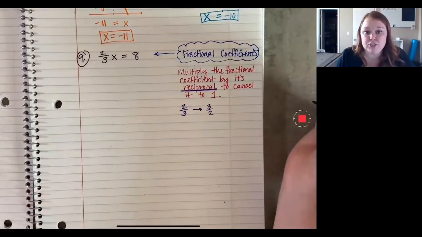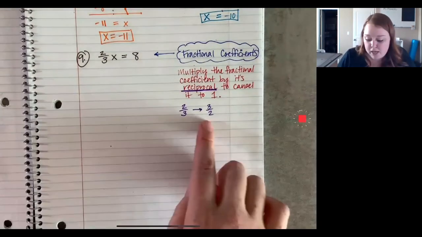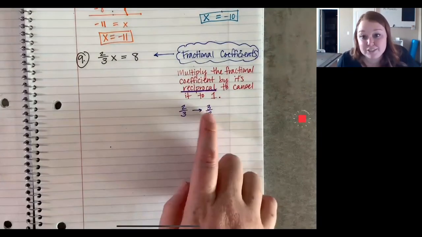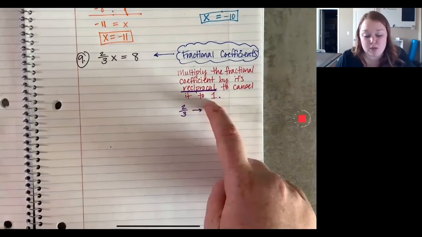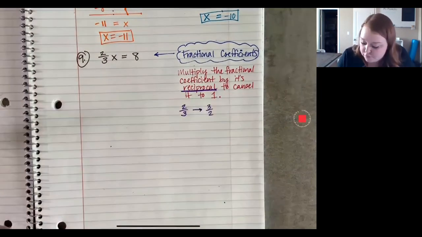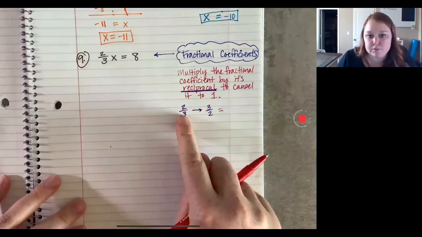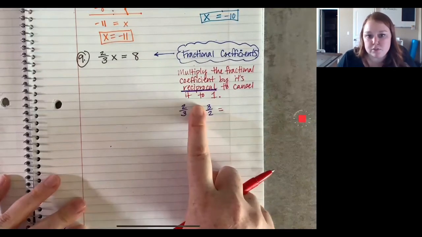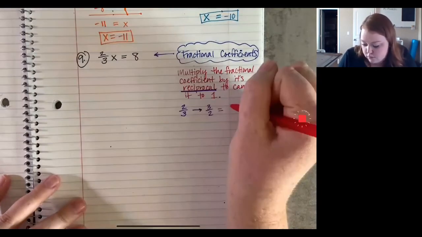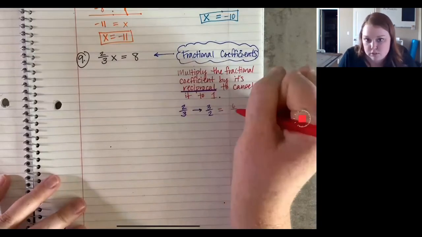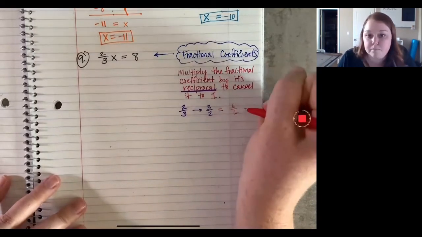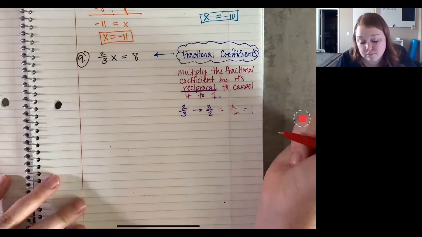Okay. So if I multiply any fraction by its reciprocal, it's going to cancel to 1. Let me prove it to you. Pretend this is multiplication here. If you were to multiply 2 times 3, 6, 3 times 2, 6, what's 6 divided by 6? 1. It cancels to 1, okay?